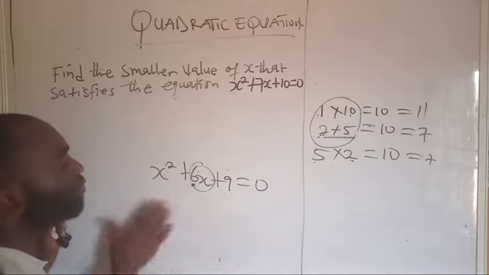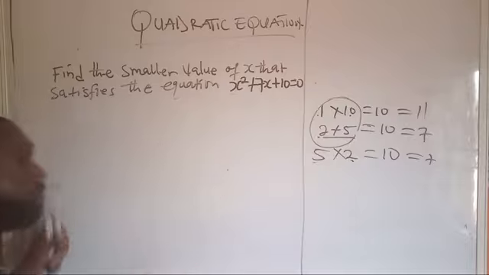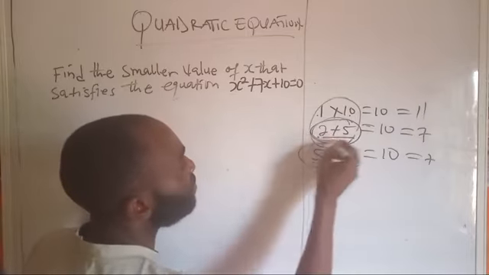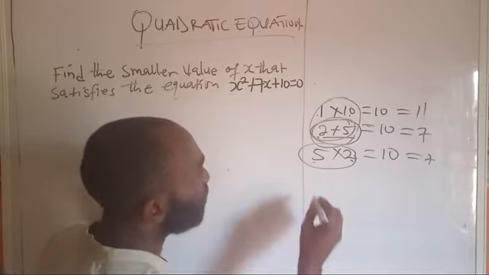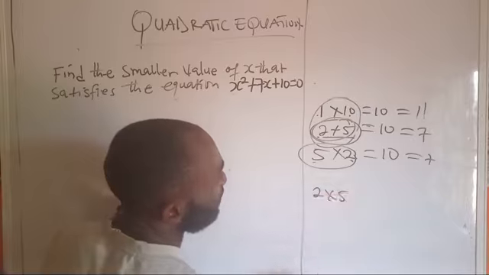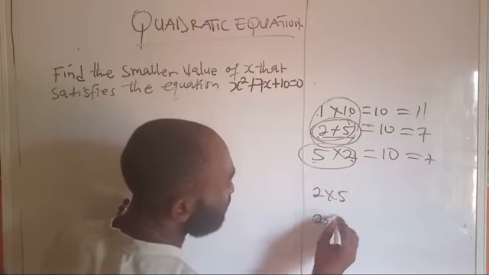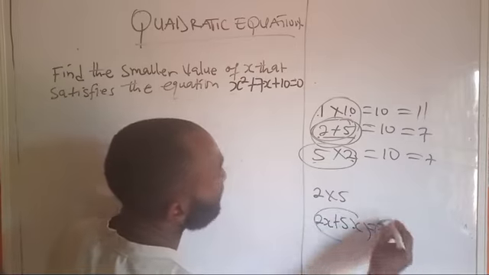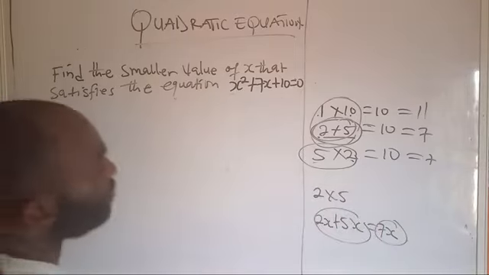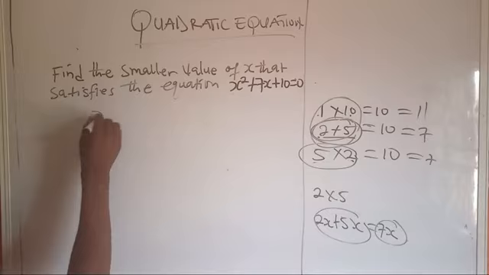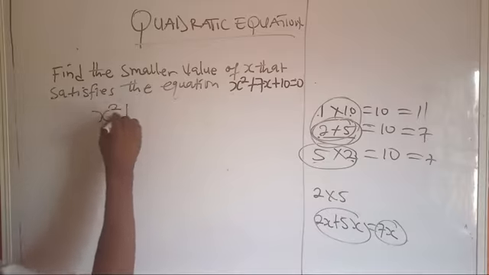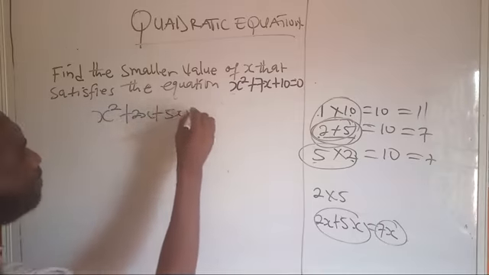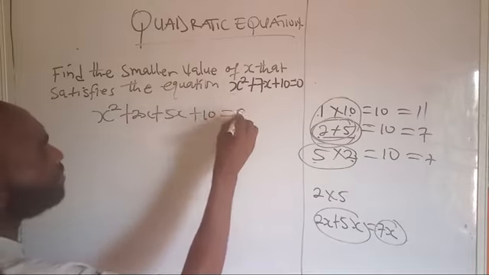So that is how to factor. So when that has been done, once we are choosing this, we can either choose this or choose that, because all of them satisfy. So okay, let's choose 2 times 5, which means that is 2x plus 5x, which is the same thing as 7x. So where we see 7x, we are going to put 2 plus 5x. So that is x squared plus 2x plus 5x plus 10. That gives us 0.